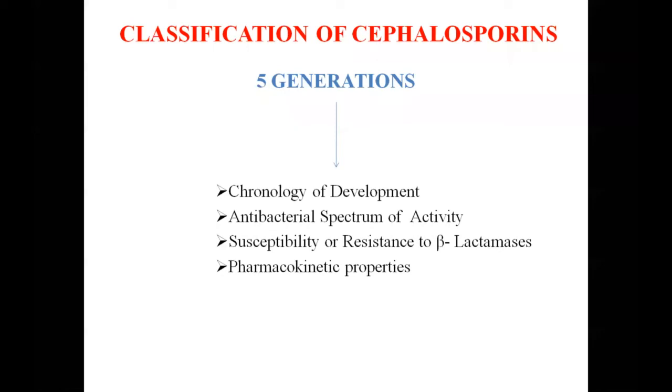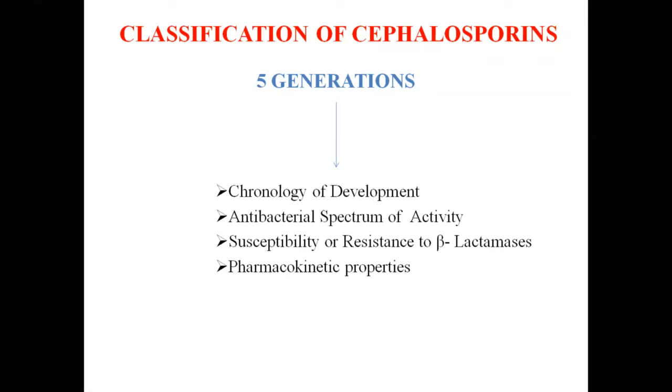So earlier we had first, second, third generation, and over the years the fourth generation has also come up, and just recently the fifth generation of cephalosporin has also come up. And all these generations of cephalosporin have a chronology of development. That is, this division has a chronological sequence of development. As they were developed, some of them were developed in the 1960s, then 70s, then 80s, then 90s, then recently in 2016. So there is a sequence in the chronology of development.